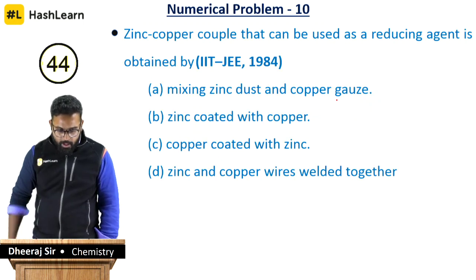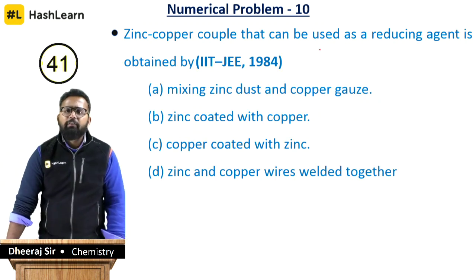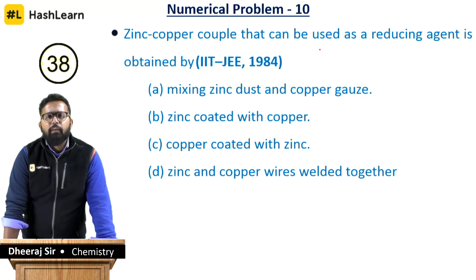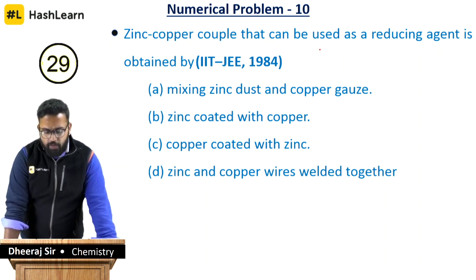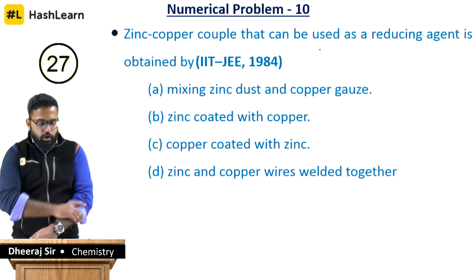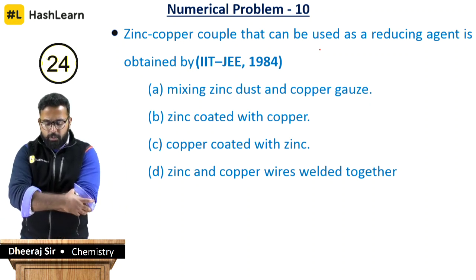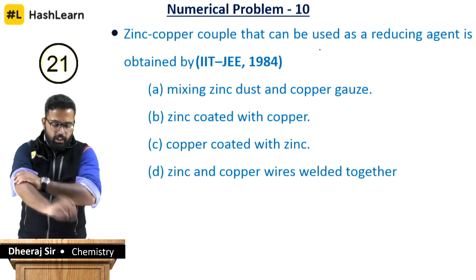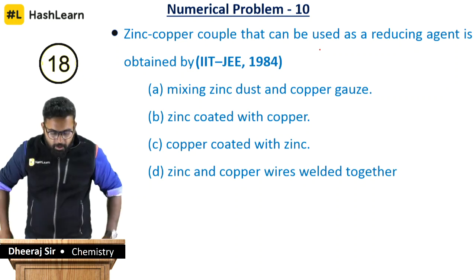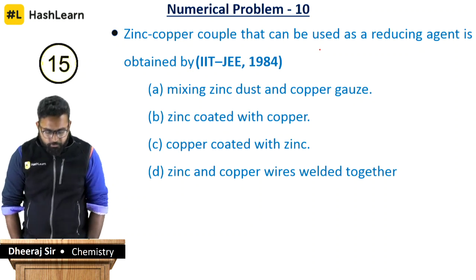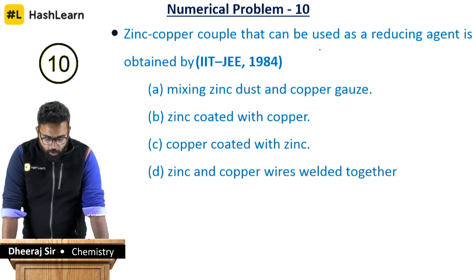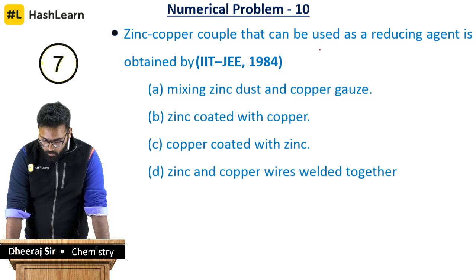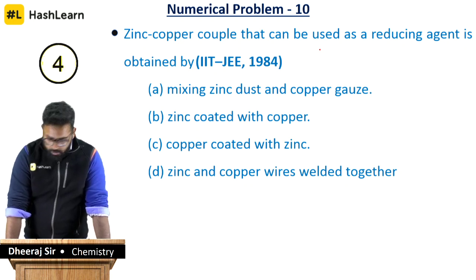So moving ahead, zinc copper couple. I've used zinc copper couple quite a few times as the reducing agent in your aldehydes, ketones chapter, and alcohols, phenols and ethers chapter. So you have to know what is meant by zinc copper couple. Zinc copper couple that can be used as a reducing agent is obtained by: mixing zinc dust and copper gauge, zinc coated with copper, copper coated with zinc, or zinc and copper wires welded together. How is it going to be obtained? So this is a question.